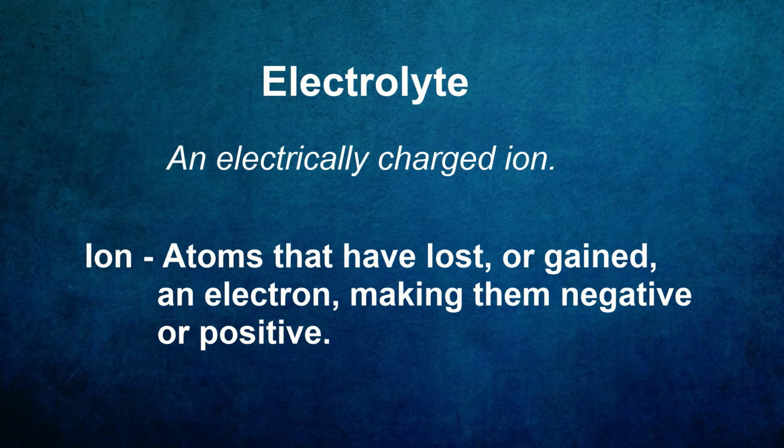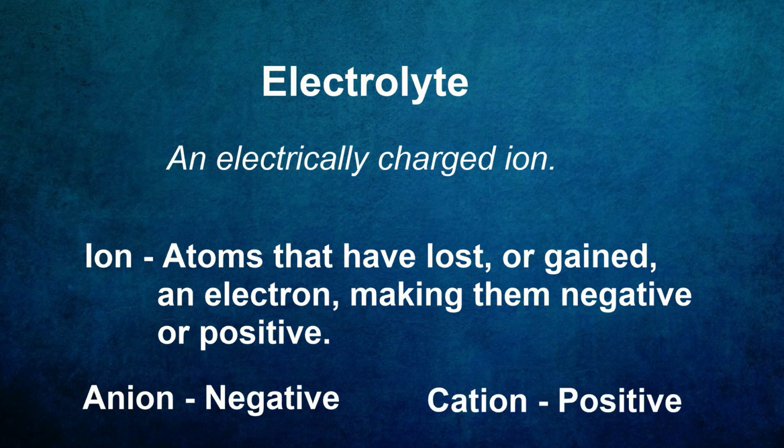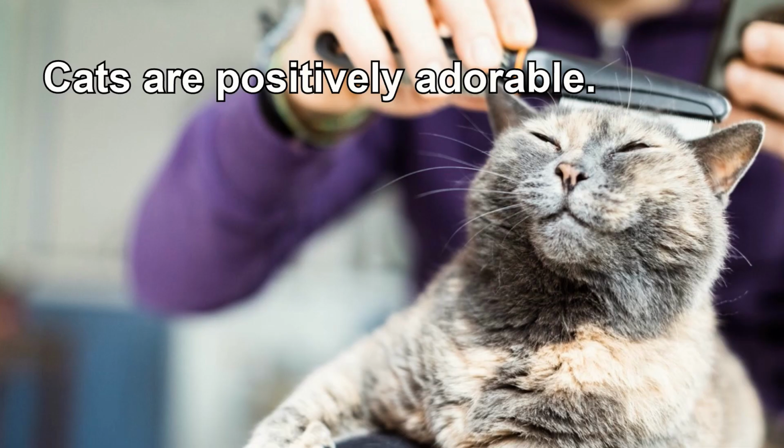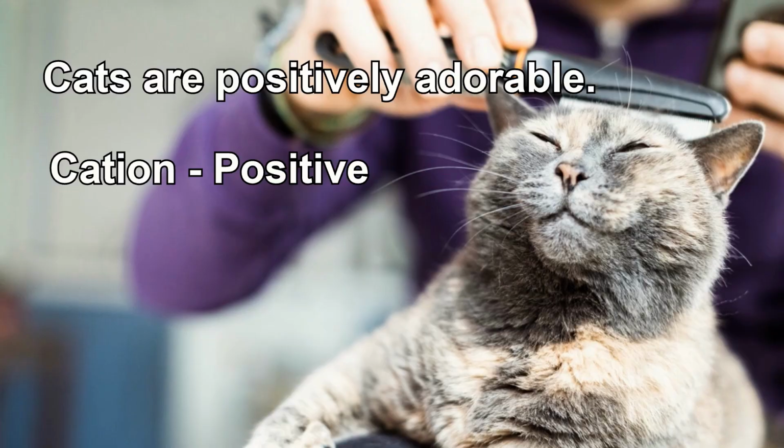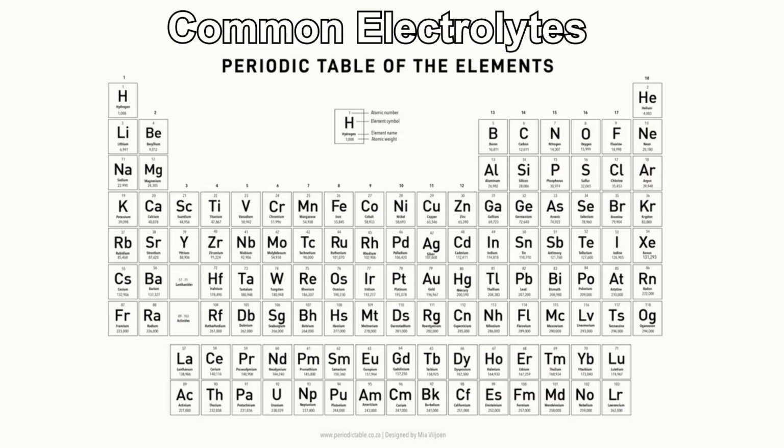Ions are formed when atoms lose or gain an electron, which then makes them either negative or positive. Technically, we call negatively charged ions anions and positively charged ions cations. A good way to remember this is cats are positively adorable. We typically show that an atom is an ion by giving its chemical symbol with an addition or subtraction symbol afterward to show the charge.